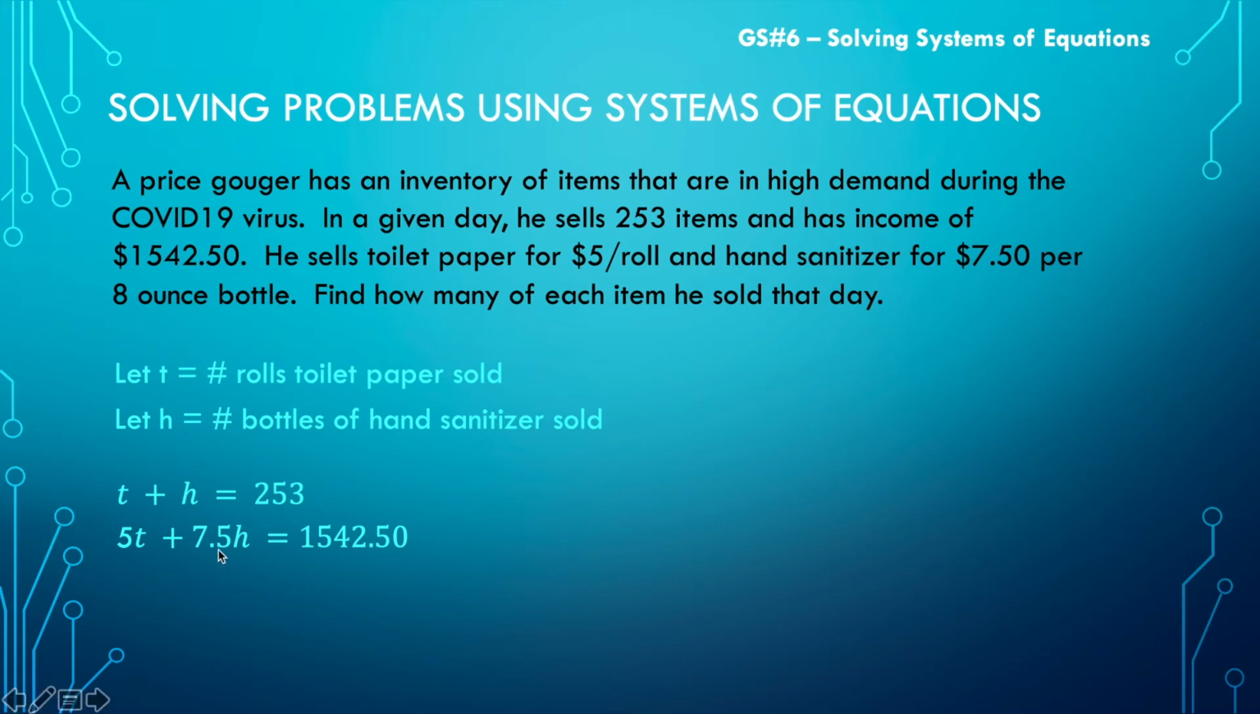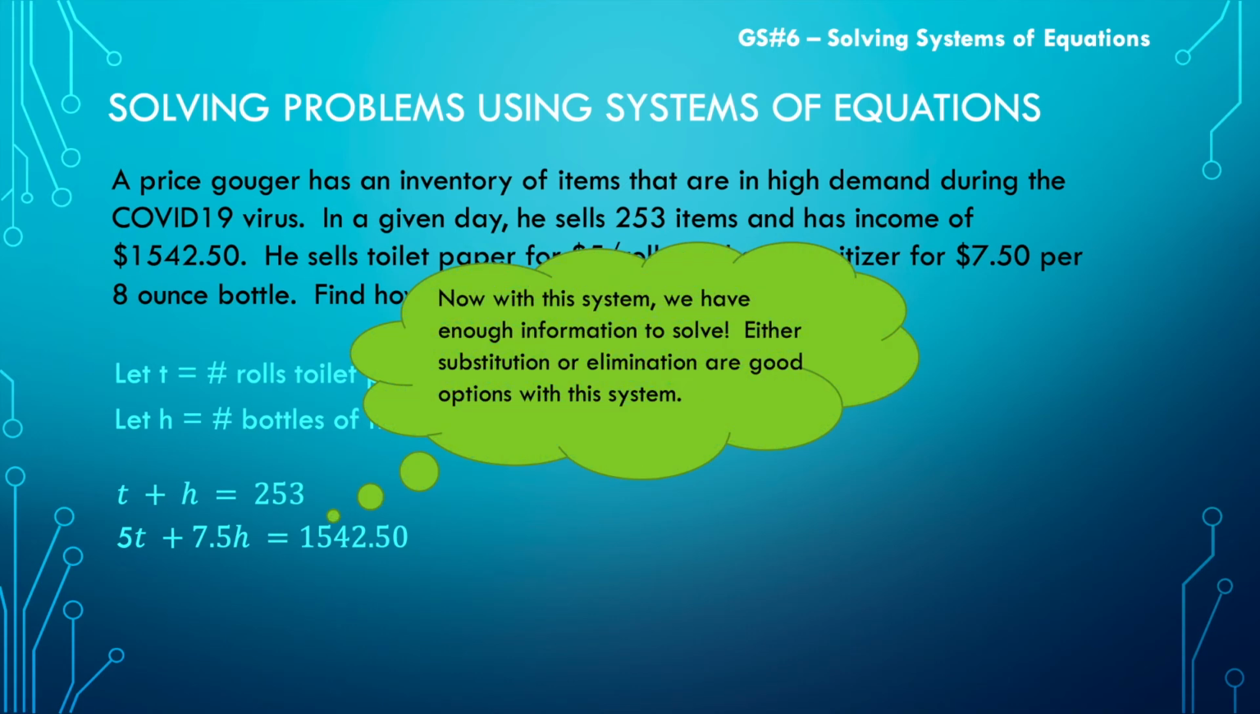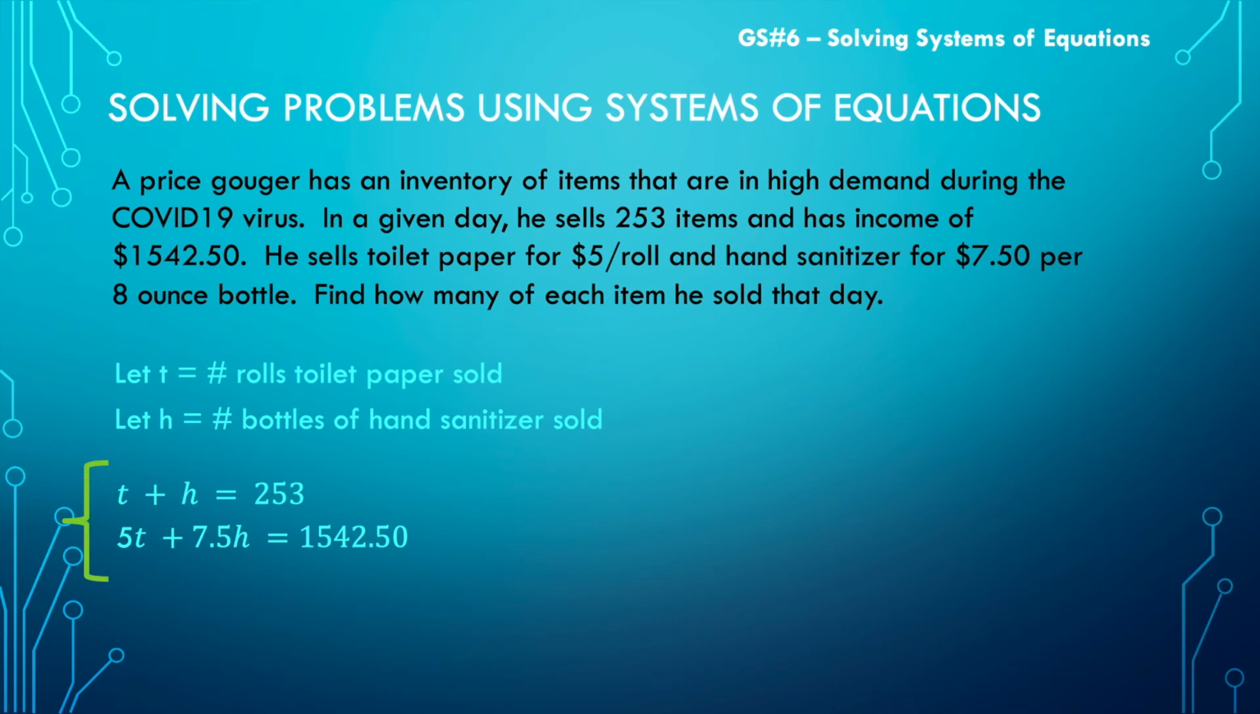And he's going to get $7.50 per bottle of hand sanitizer. And when you add all that up together, he's going to have income of $1,542.50. Well, now I've got a nice system of equations that I can solve using either substitution or elimination, right? And I can solve it using the method of my choice.